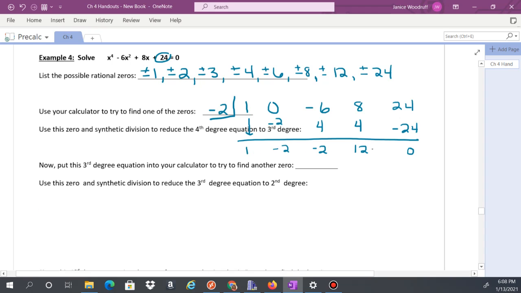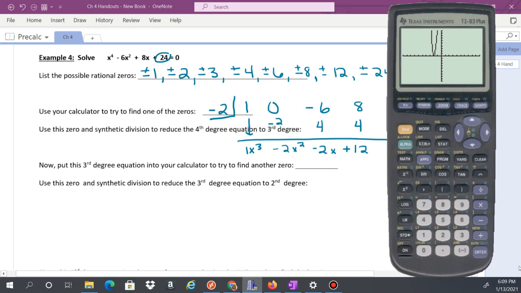Now I'm going to put this equation in. Well, how I'm going to put that in is this is my x cubed. This is my x squared. This is my x. This is my constant. So I've got x cubed minus 2x squared minus 2x plus 12. I'm going to go back to my graph. I'm going to put this one in.